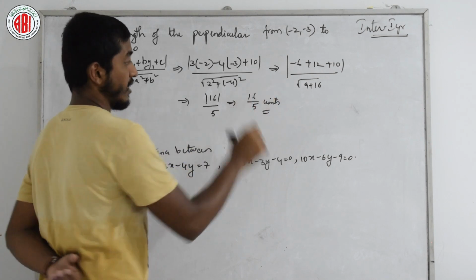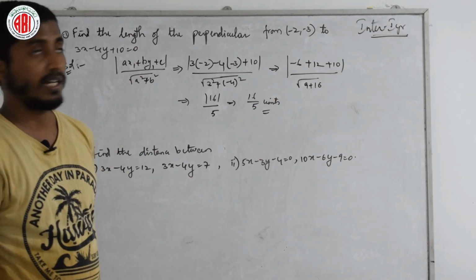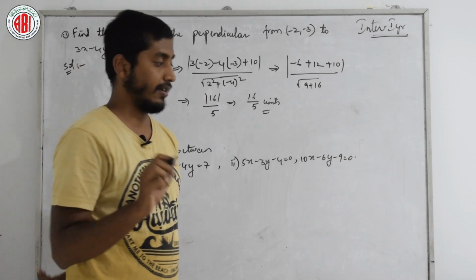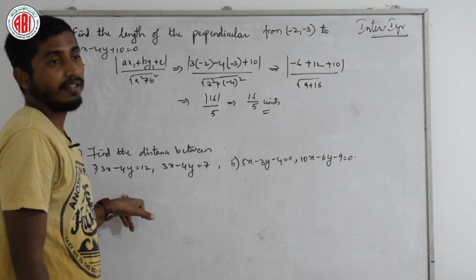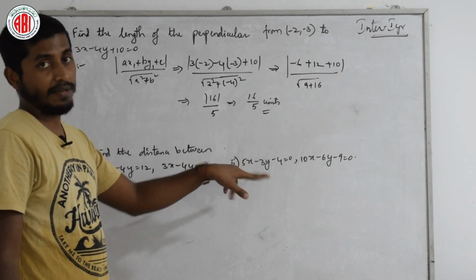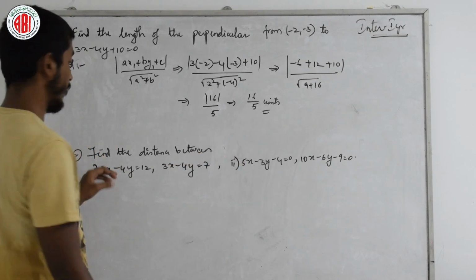See here, you have to mention that. Whether it is meter or centimeter, we don't know. That's why you have to mention it simply as units. Is it okay? The next is, we have to find the distance between two parallel lines. Here, I have given two examples. Why? Let us see. I will tell you why.